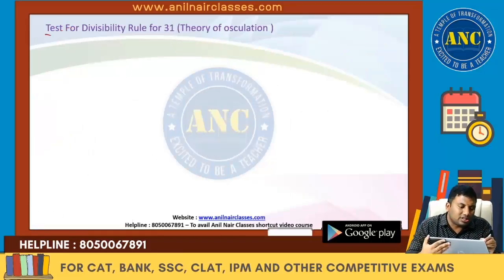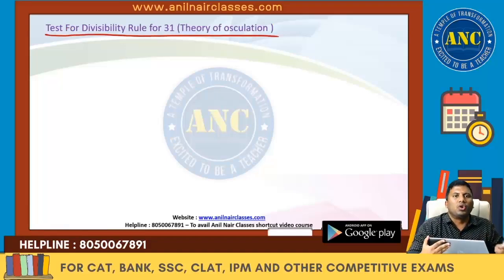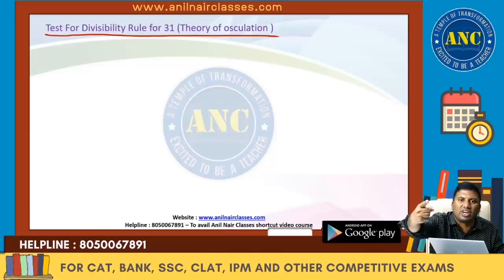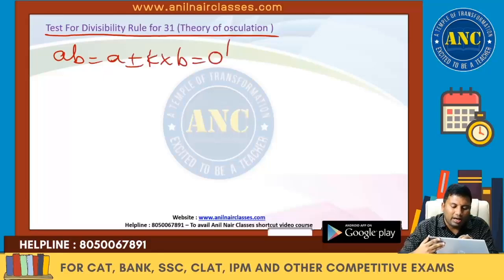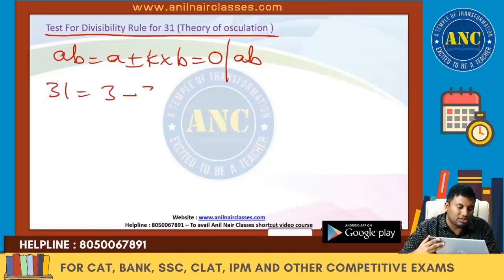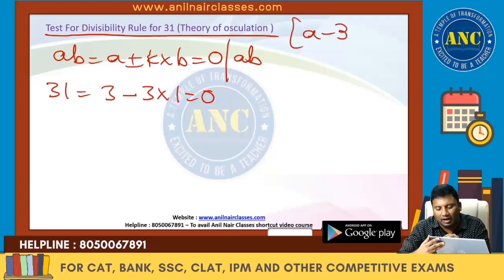Next one, test for divisibility rule for 31. You can teach the teachers also the concepts if you listen to my class. Watch this class and go and teach the teacher how a divisibility rule for a prime number can be obtained. A plus or minus k into b is either 0 or AB. 31 can be written as 3 minus 3 into 1 is 0. So the divisibility rule for 31 is a minus 3b.